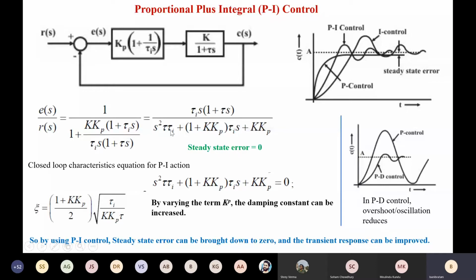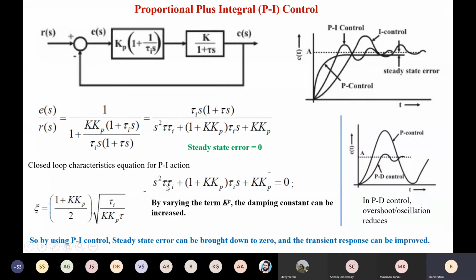If you look at the characteristic equation, that is this denominator, how does it look? S square tau tau I plus 1 plus k kp tau I S plus k kp equals 0. The same denominator you will get for this as well, if we calculate C(s) by R(s). So what will be C(s) by R(s)? G into Gc divided by 1 plus G into Gc. Then if you look at that denominator, it will be a second order equation of S.